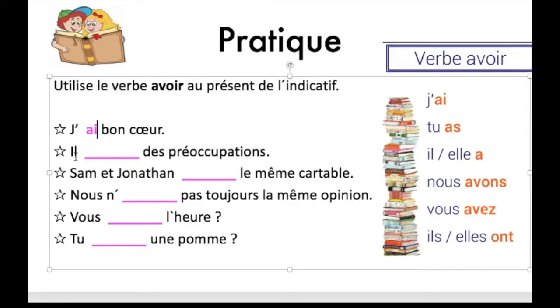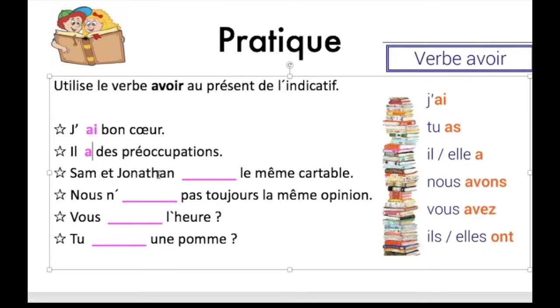Okay, the next one, same thing. We're going to look to the left, and we see the word il, the pronoun. So let's look for il. And there we go. We found il. And the conjugated form of avoir for il is a. So we're just going to put a in there.